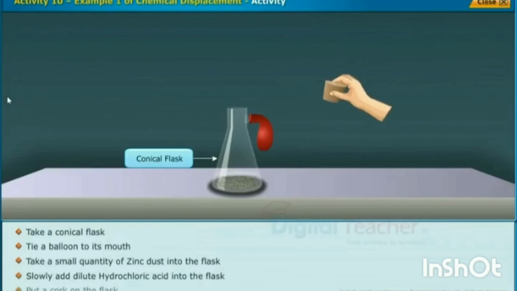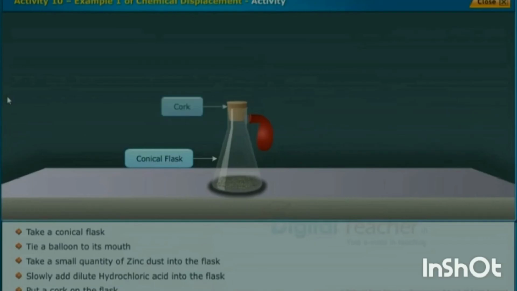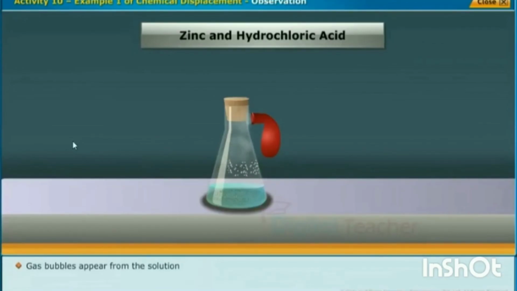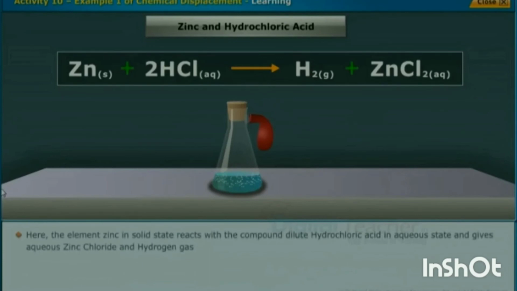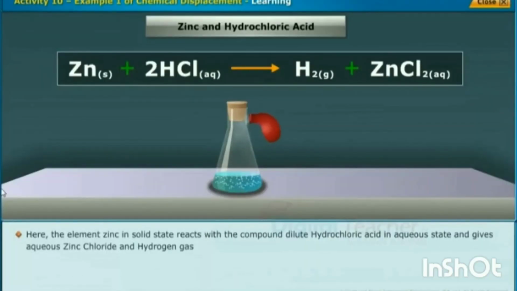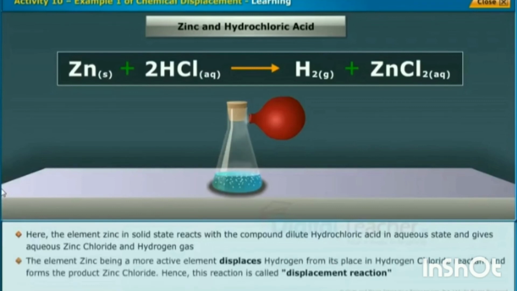We can observe gas bubbles appear from the solution and the balloon bulges out. This happens because here zinc metal displaces hydrogen from its aqueous solution to give us hydrogen gas and zinc chloride. The element zinc, being more reactive, displaces hydrogen from its place in hydrogen chloride and forms the product zinc chloride. Hence this reaction is called displacement reaction. Always remember, a more active metal will displace the less active element.